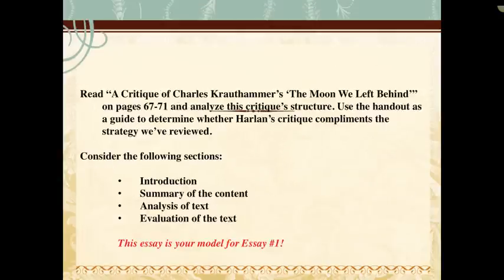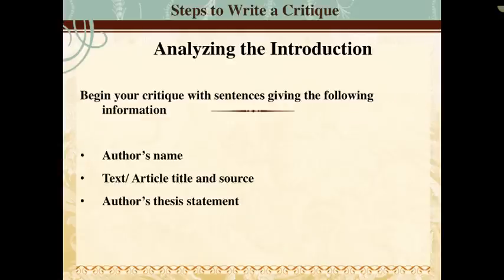In our textbook, there is an article called A Critique of Charles Krauthammer's The Moon We Left Behind, pages 67 through 71. I'd like you to review that based on the upcoming slides, and there is a handout in this week's folder online for you to do that with. While you're reading it, you're going to need to be looking for the introduction, summary of the context, the analysis of the text, and the evaluation of the text. This critique is the model for your essay number 1.